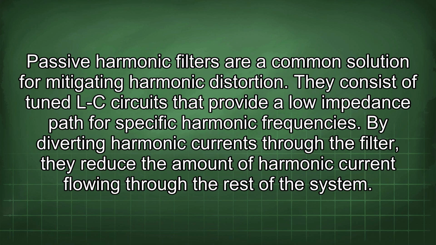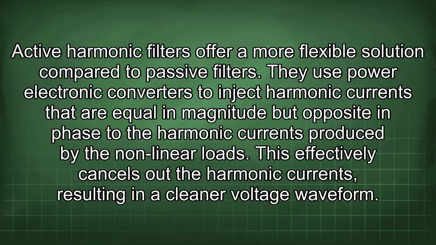By diverting harmonic currents through the filter, they reduce the amount of harmonic current flowing through the rest of the system. Active harmonic filters offer a more flexible solution compared to passive filters. They use power electronic converters to inject harmonic currents that are equal in magnitude but opposite in phase to the harmonic currents produced by the nonlinear loads. This effectively cancels out the harmonic currents, resulting in a cleaner voltage waveform.